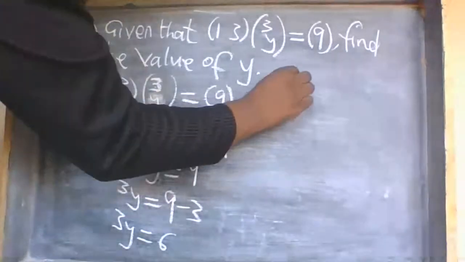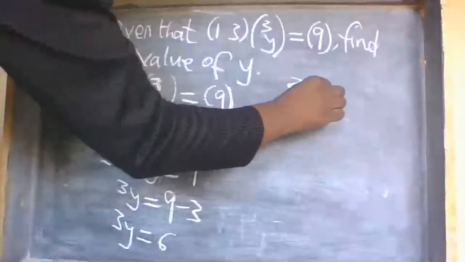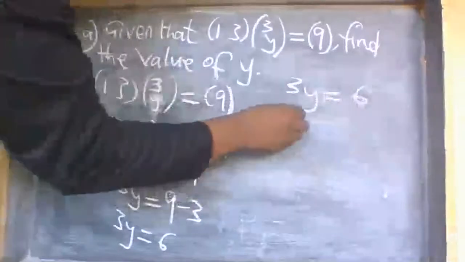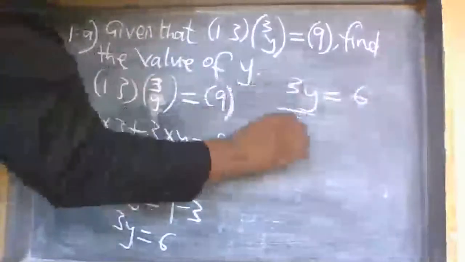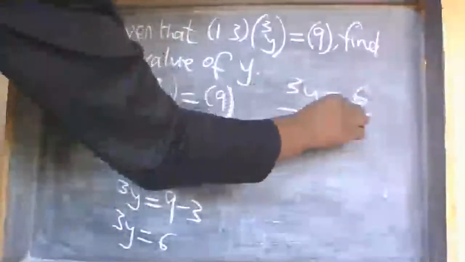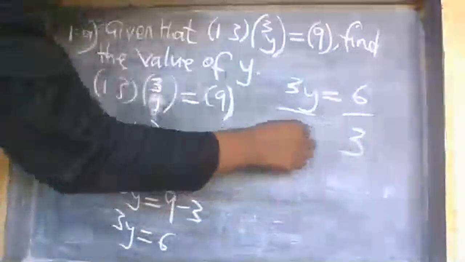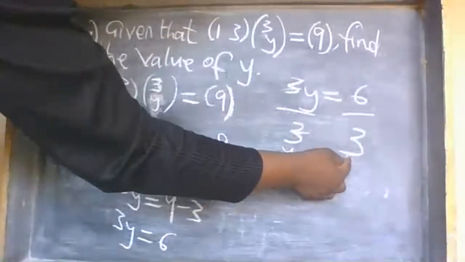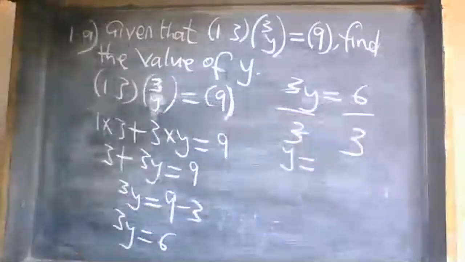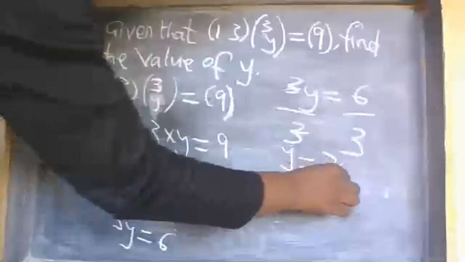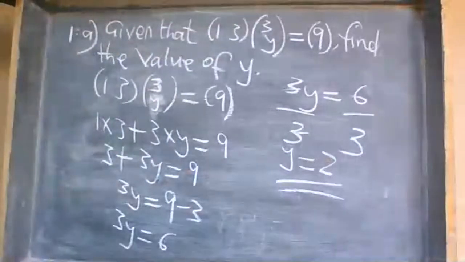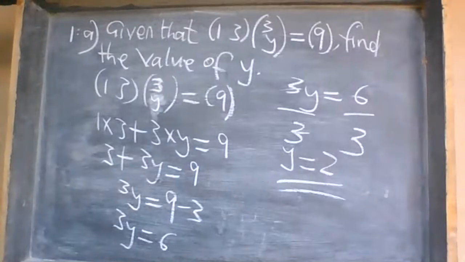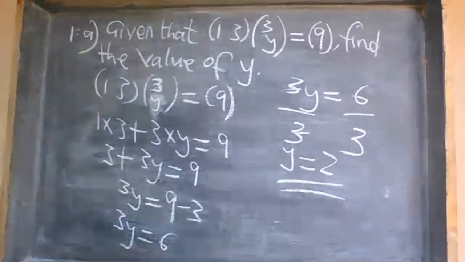When we have 3y equals 6, we'll say both sides divide by 3. We'll cancel that and that, then we'll remain with the value y. How many times does 3 go into 6? It is 2. As simple as it is.